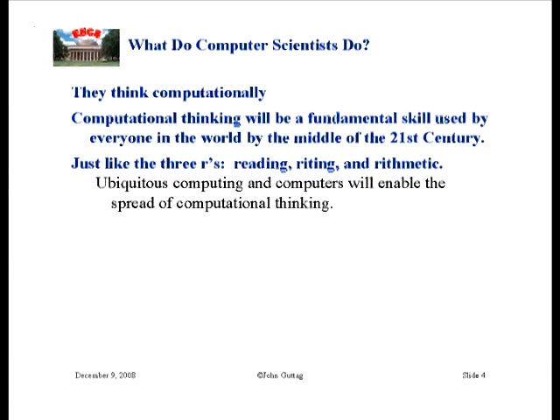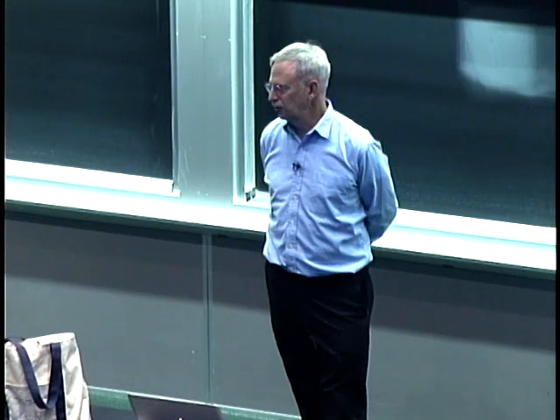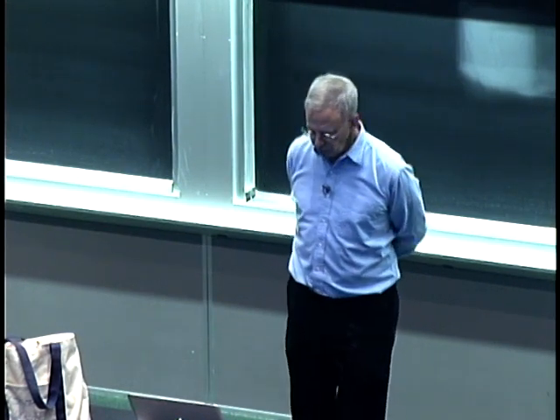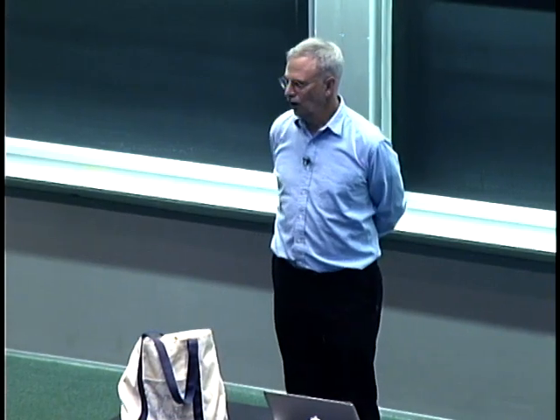Mostly what they have in common, and it's incredibly varied what you can do with computer science, is that it all involves thinking computationally. And if I had to use a single phrase to describe 600, that's the phrase I would use. The semester is really about computational thinking. I think this will be a fundamental skill used by everyone in the world by the middle of the current century. It will become one of the 3 R's of reading, writing, and arithmetic. And I haven't quite figured out how to put an R in the front of it, but sooner or later.